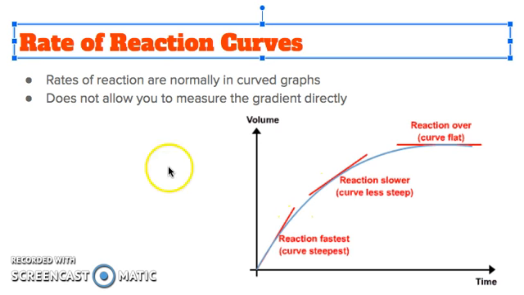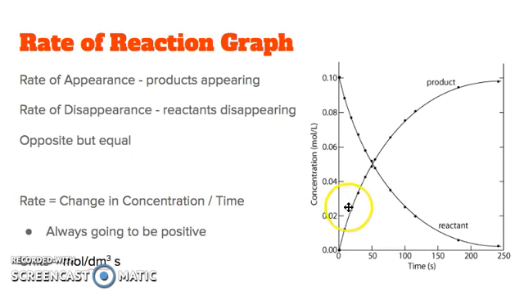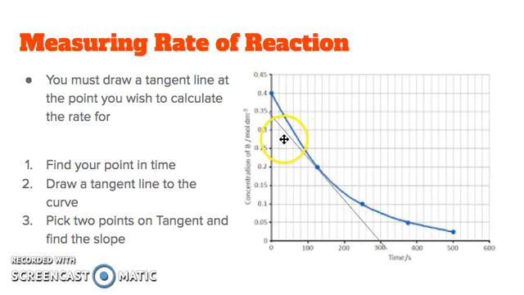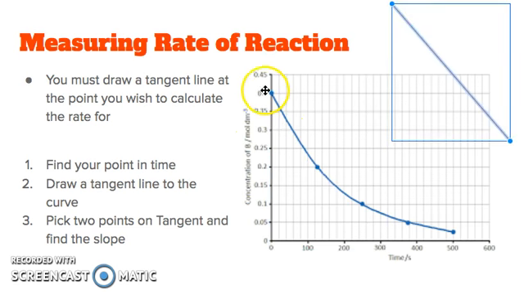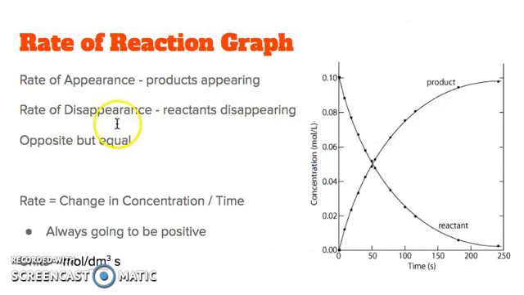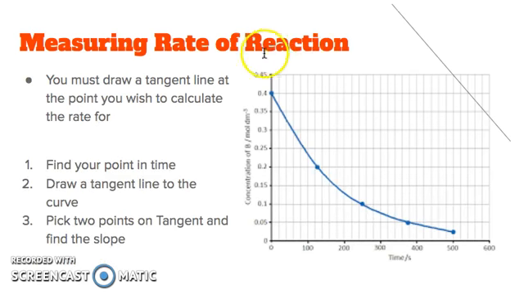So you can see here that initially it's super fast and then it becomes slower, and you will be able to explain why by the end of these 2 videos. So now, how do you actually measure the rate of reaction? We can see in this example that we have a curve here, and based on this graph, we can see that it's the rate of disappearance of the reactants because it's going down.